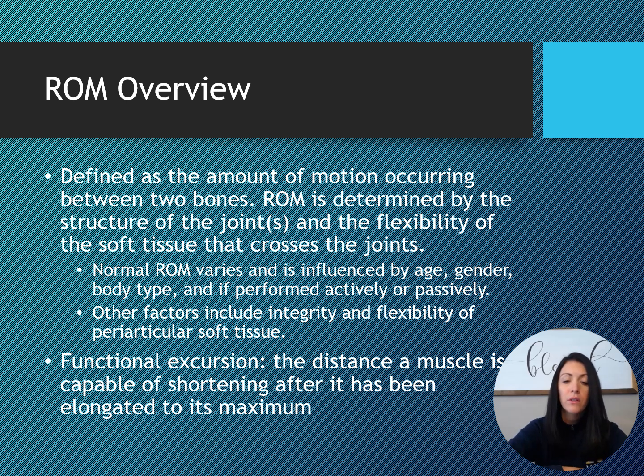So some other factors that will be included are the integrity and flexibility of the periarticular soft tissues. And range of motion is a basic technique, and it's used for the examination of movement and for initiating movement into a program of therapeutic intervention. And I also have the definition for functional excursion on here. So if you remember back to 101, it's the distance a muscle is capable of shortening after it's been elongated to its maximum.